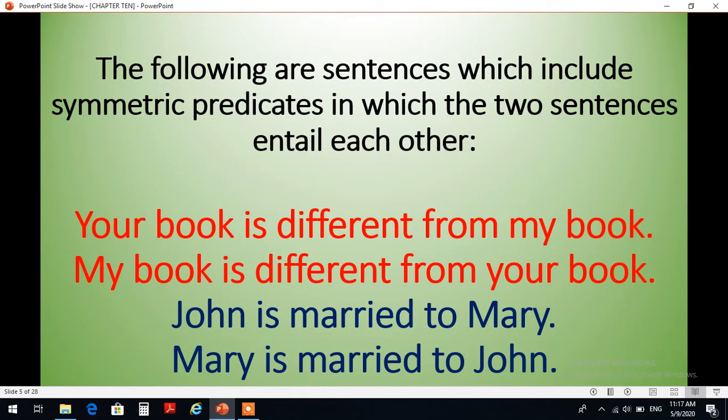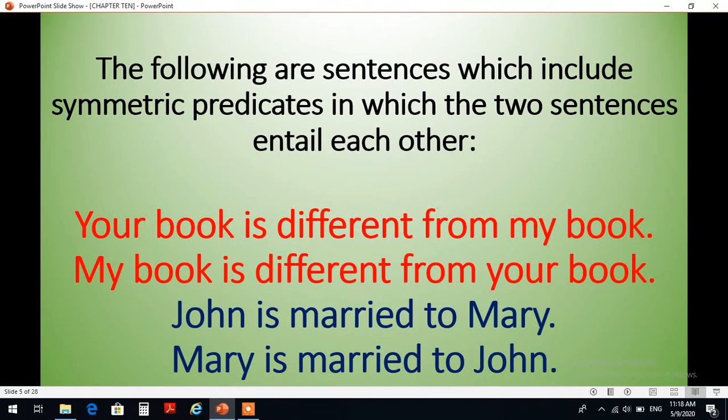The following are sentences which include symmetric predicates in which the two sentences entail each other. نجد هنا أمثلة لجمل نجد فيها علاقات متناظرة symmetric relations. ما دامت هنالك علاقة entailment أو ما نسميها بالتتابع المنطقي، ففي هذه الحالة تصبح الجمل symmetric أو متناظرة كما في المثال أمامنا. Your book is different from my book. My book is different from your book. These two sentences entail each other, so we say that they have a symmetric predicate.